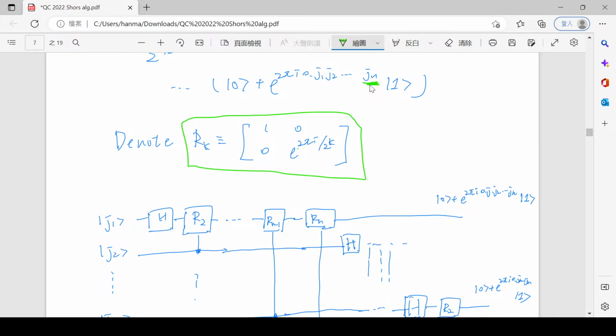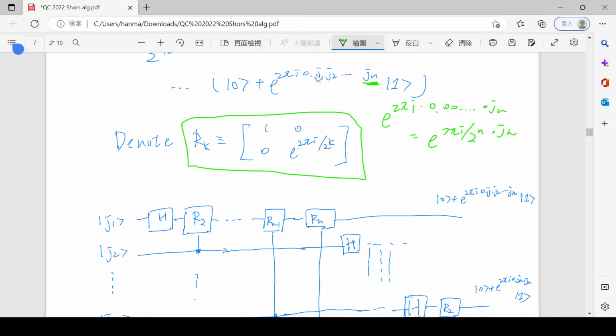So what I want to say is, you see e to the 2 pi times 0.00 dot dot dot 0 Jn is equal to e to the 2 pi i divided by 2 to the n times Jn, right? So this very fine angle is required to get this 0 point many bits of Jn here.